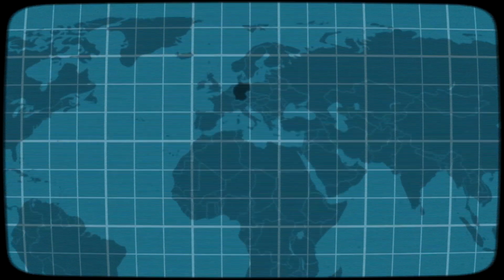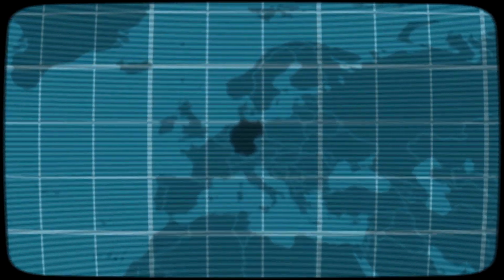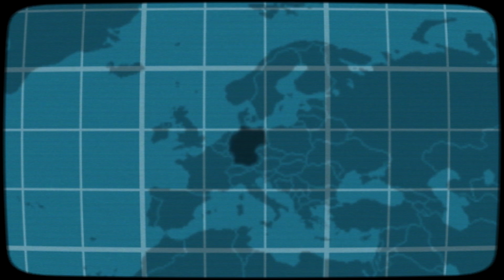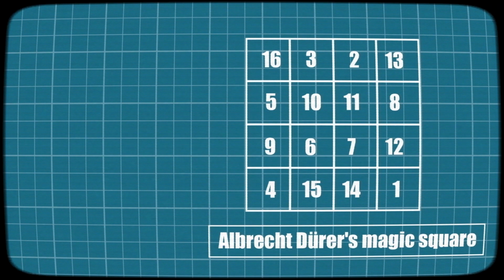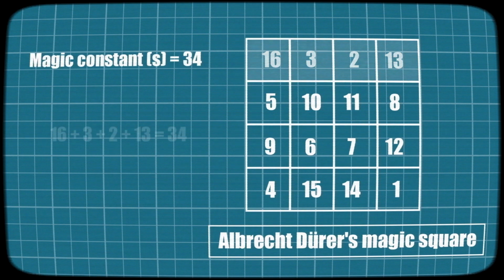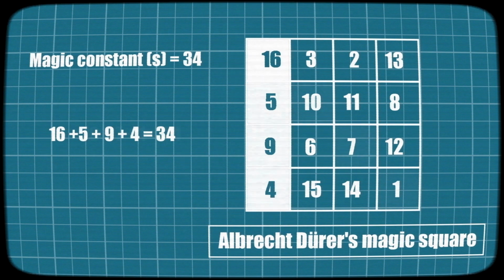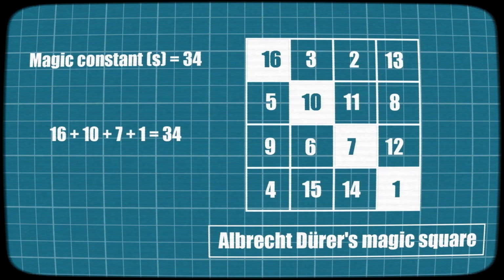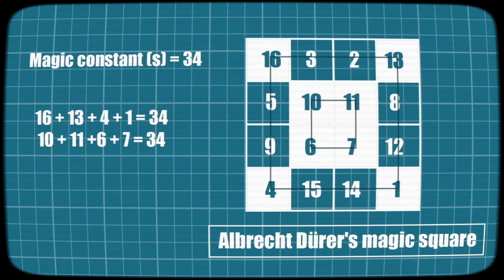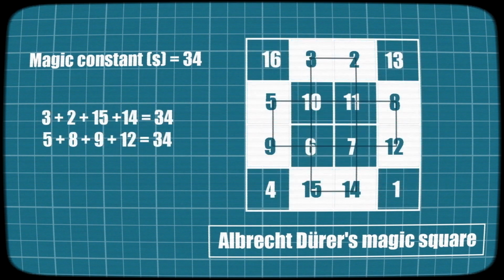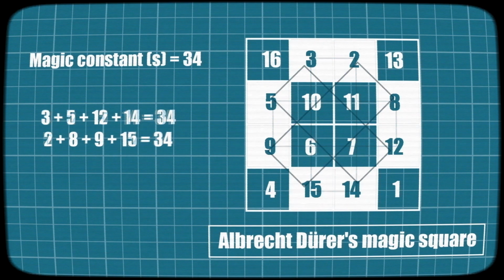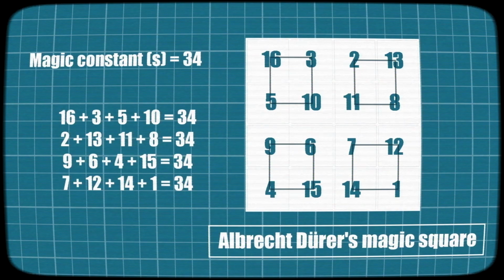Now this story will stop in Nuremberg, Germany, around the year 1514. There, the painter Albrecht Dürer made his famous engraving called Melancholia. In this work, we can find a magic square of order 4 made with the first 16 natural numbers and magic constant 34. If we draw the following quadrilaterals on the magic square and add up the numbers of the vertices, we can see that all the additions give 34 as a result.